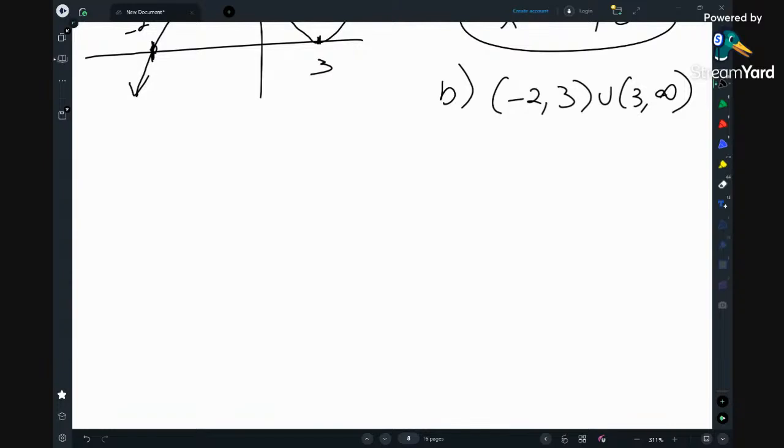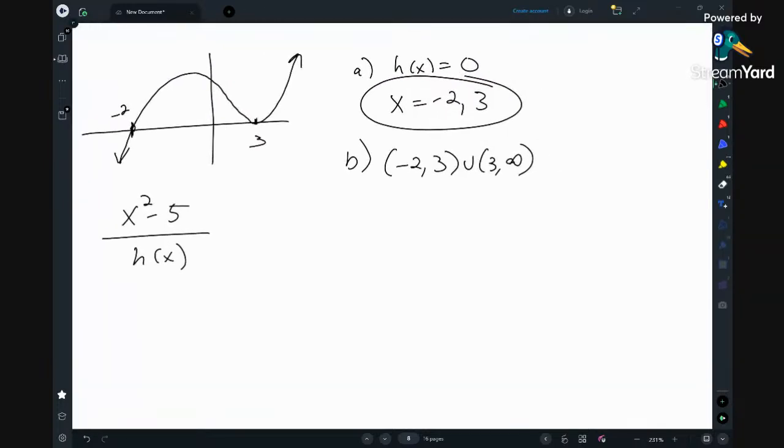Part C. What's the domain of x squared minus 5 over h of x? Interesting question. Very symbolically crazy. Do we care what number is on top of a fraction? No, we don't want to divide by 0. In part A, we said this is 0 when x is -2 and 3. So the domain of this function is negative infinity to -2, union -2 to 3, union 3 to infinity.